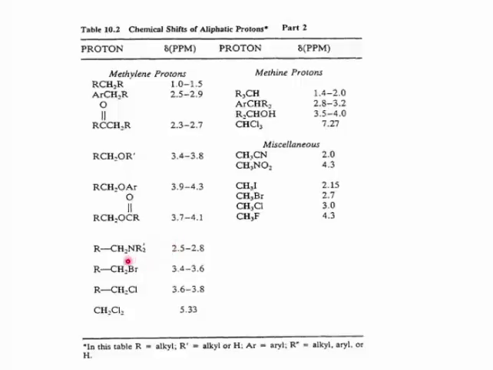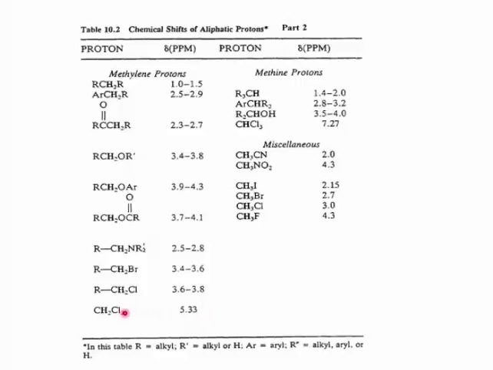A methylene attached to a nitrogen, 2.5 to 2.8. Methylene attached to a halogen, notice that's a fairly high delta value because of the strong electron withdrawing effect of halogens. When you have a methylene on two chlorines, look at how high the delta value is.